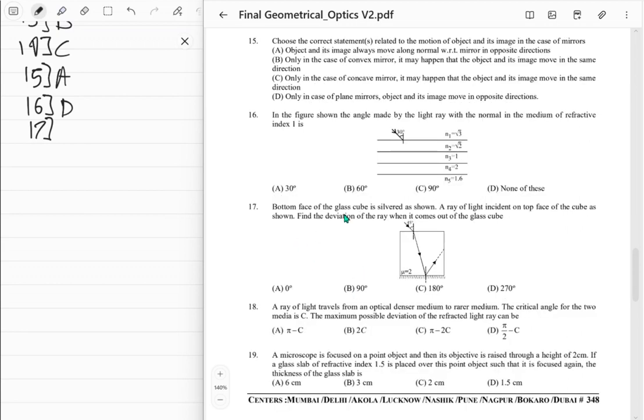Okay, bottom face of the glass cube is silvered as shown. A ray of light incident on the top face of the cube as shown. Find the deviation. Once again, glass has a refractive index of 3 upon 2, right? Find the deviation of a ray when it comes out of the glass cube.